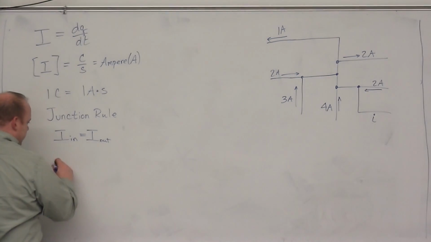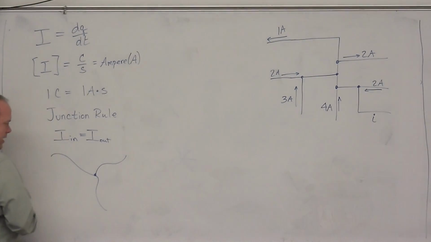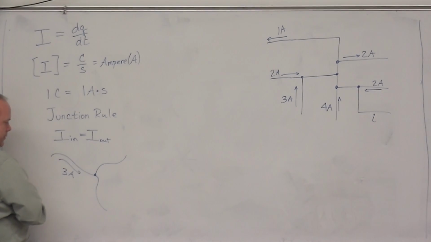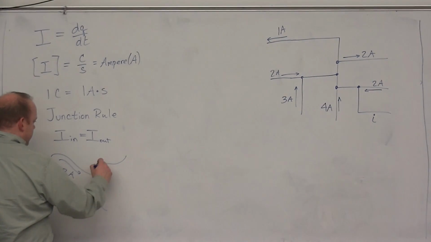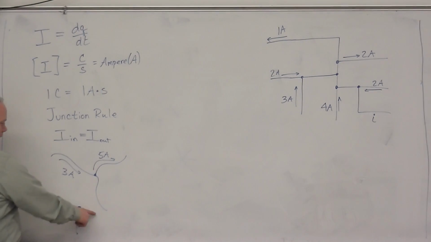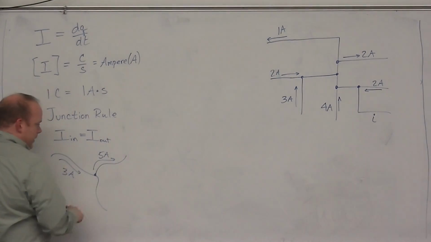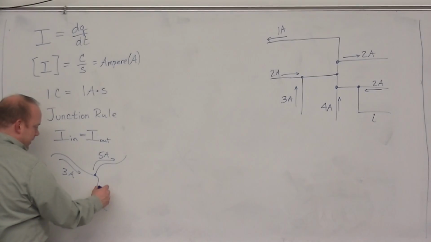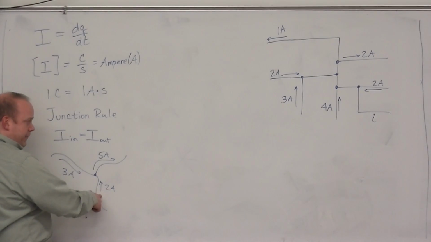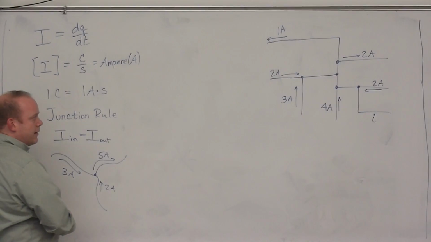What it says is that the current into a junction has to equal the current out of a junction. So if I have it splitting off here and here, it doesn't matter which way they go. If I have, for argument's sake, 3 amps going in here and 5 amps going out this way, there has to be more current coming in over here. This would have to be 2 amps. I didn't know if it flowed in or out beforehand, but I had 3 amps flowing in and 5 flowing out, so I needed 2 more flowing in.